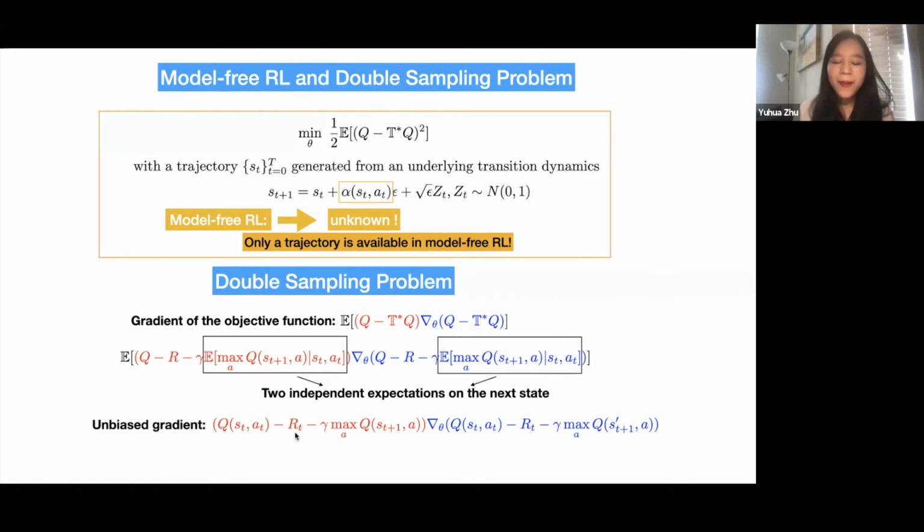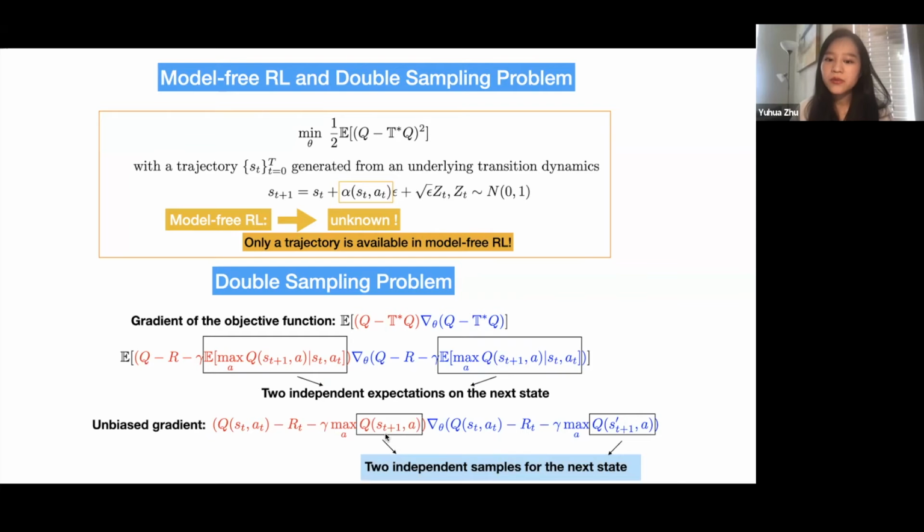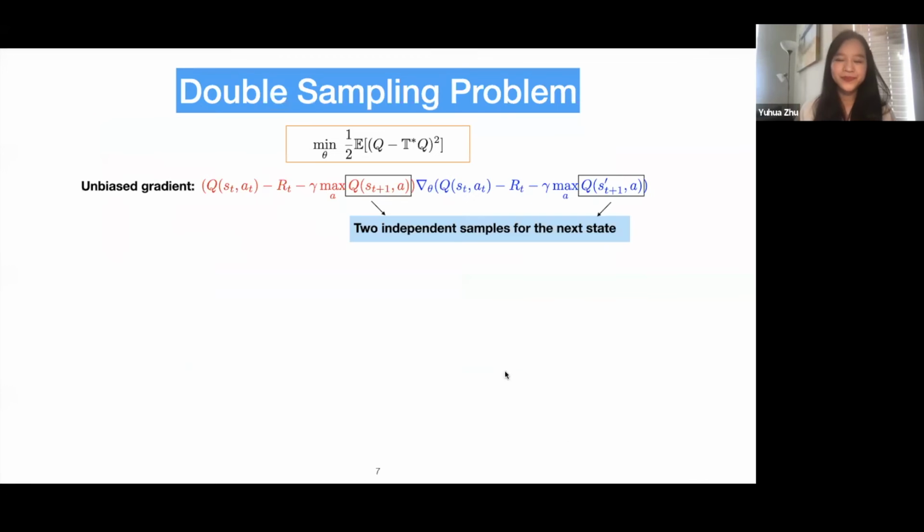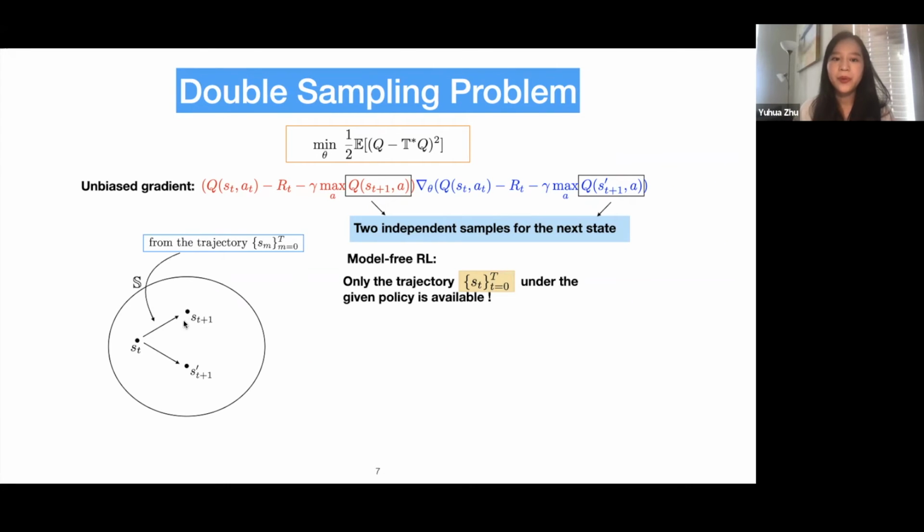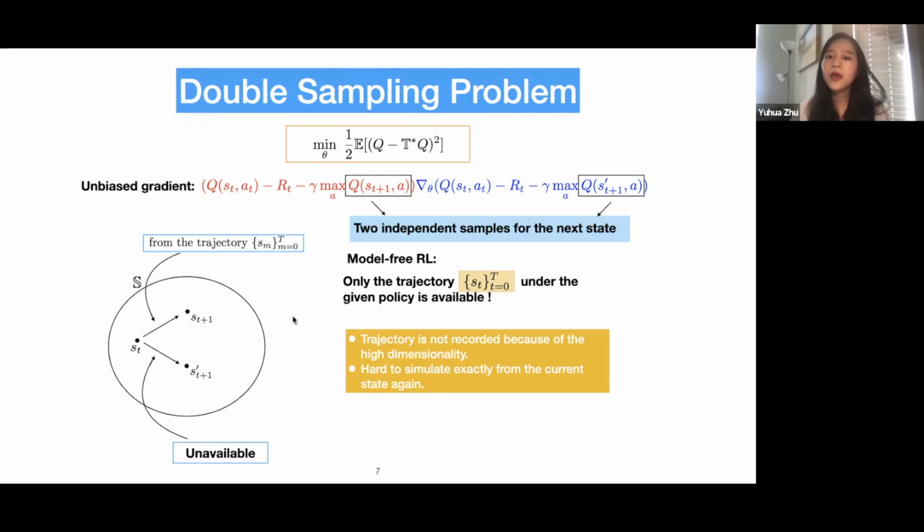Accordingly, for the unbiased gradient, we will also require two independent samples for the next state. And we can get the first sample easily from the trajectory. However, the second sample is usually unavailable in model-free RL. For example, we are in a continuous state space. It's usually hard for the dynamics to go back exactly to the same point and then do a simulation again.